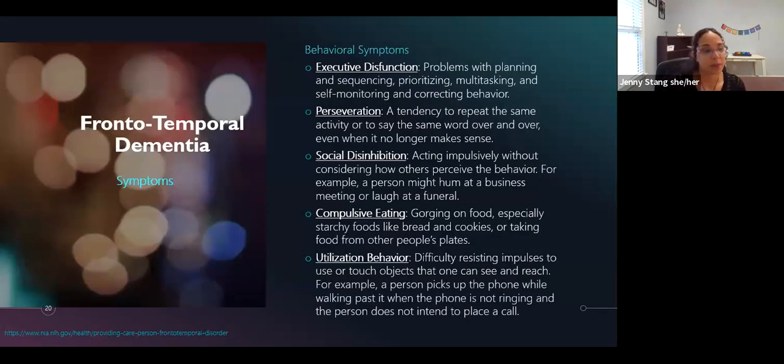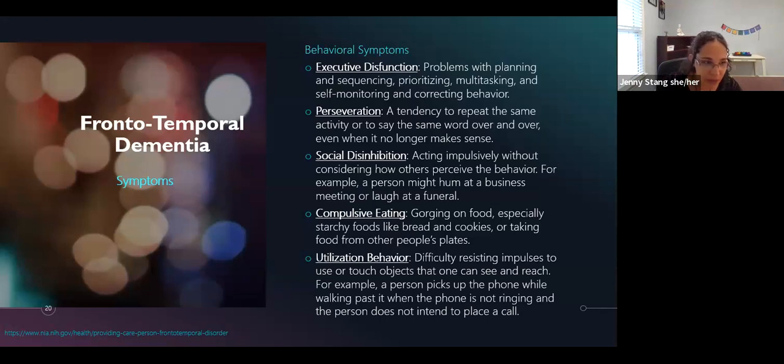So some of the symptoms, we're going to break them down into categories here. So we've got behavioral symptoms, executive dysfunction, and that is problems with planning and sequencing, prioritizing, multitasking, self-monitoring, and correcting behaviors. I'm going to butcher this word, I'm going to try it anyways. Perseveration is the tendency to repeat the same activity or to say the same words over and over, even when it no longer makes sense.